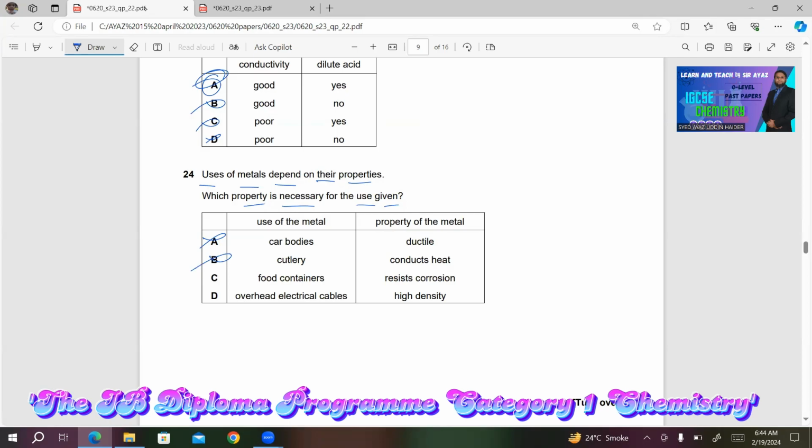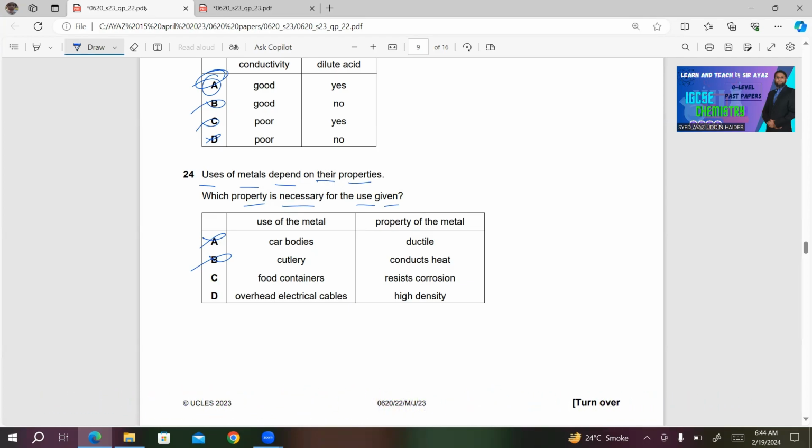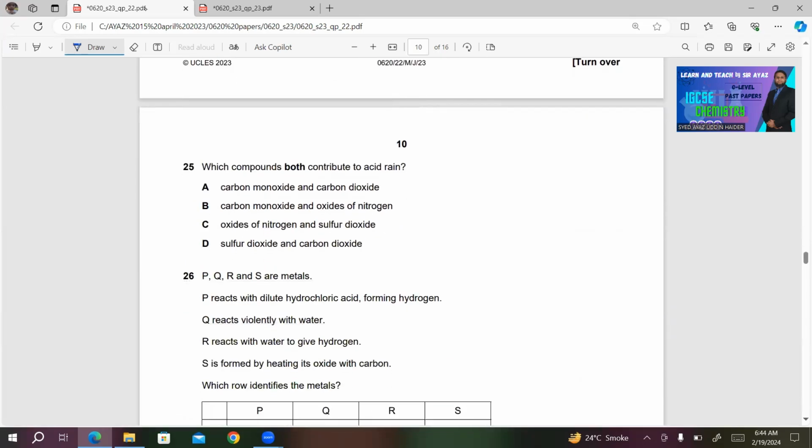Food container. This resists corrosion. This is correct because in food containers, metal must resist corrosion. So this is the right answer. The last one, D, overhead electrical cables, high density. It must have low density or light when they are used in overhead cables. So this is also incorrect. So C will be the right answer for this MCQ.